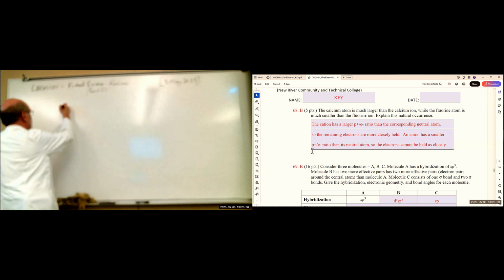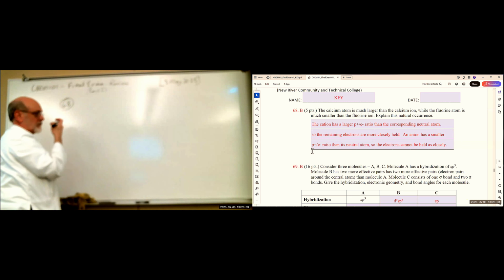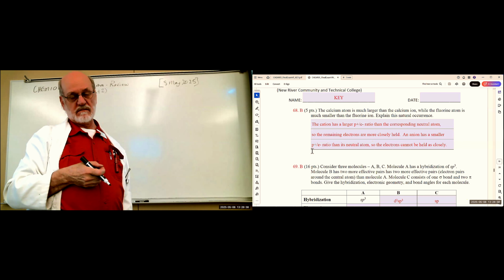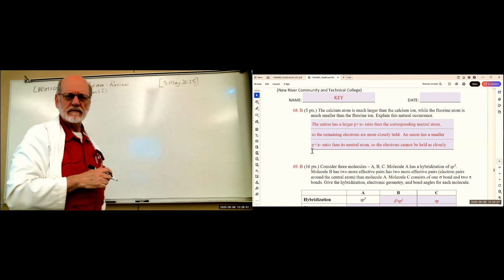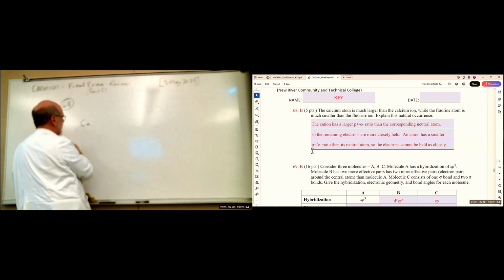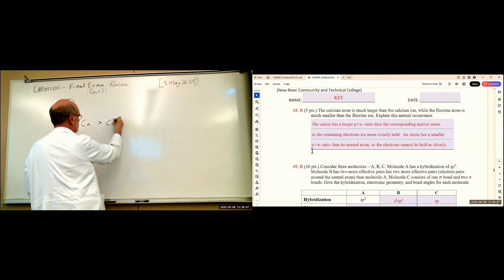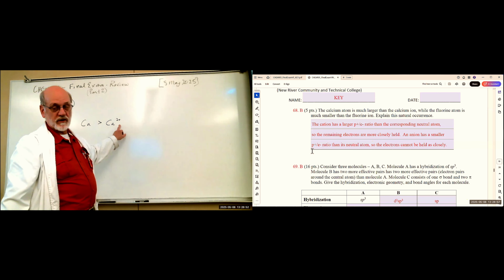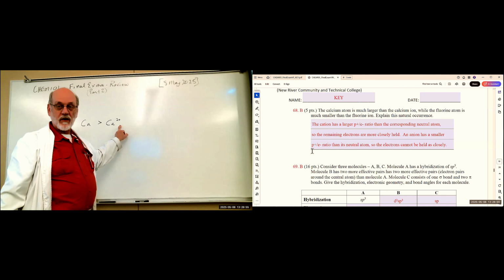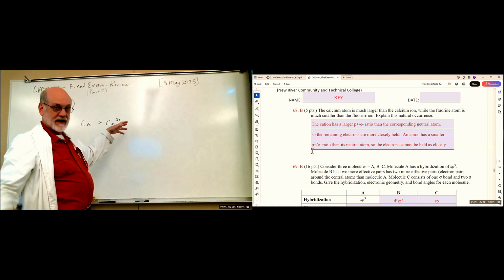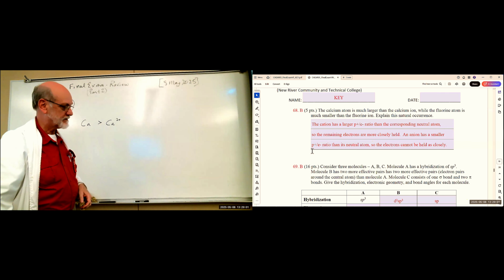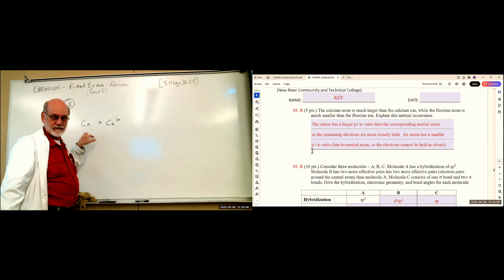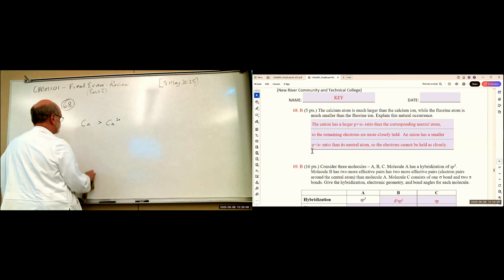Okay, 68. The calcium atom is much larger than the calcium ion. Why is that? That's because we've removed 2 electrons from the outermost shell, from the valence shell. And that shrinks the ion in comparison to the atom. So that's true.